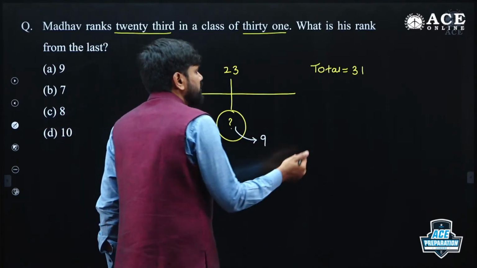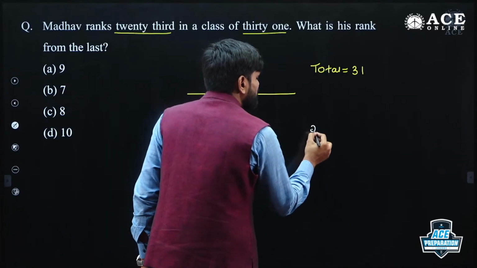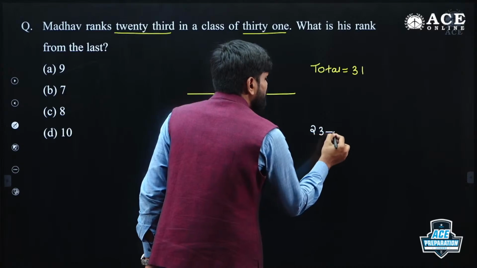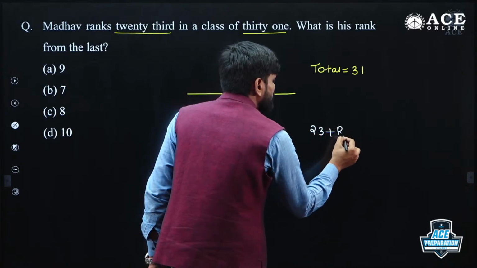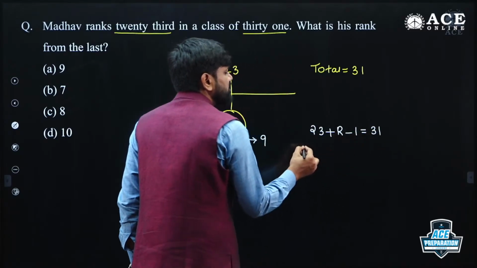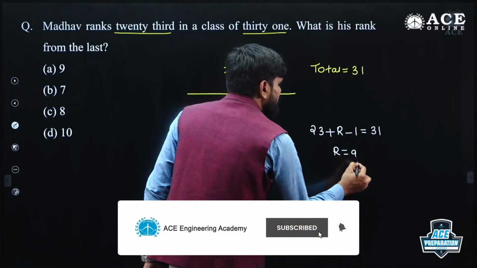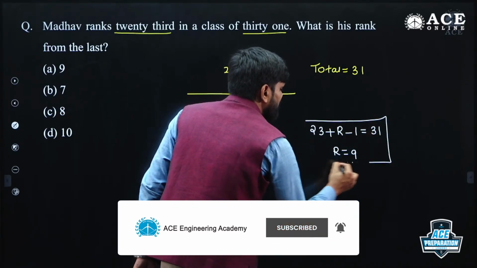Otherwise, what people do is, you simply go ahead like this. Position of the candidate from top is 23rd, from bottom we do not know, minus 1 is equal to 31. They will solve this equation and get the value of R. That is not needed. Without this, you can still directly get the answer. This is another way of looking at it.